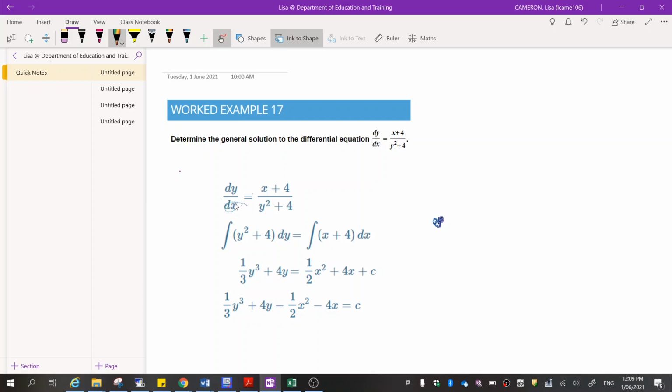So I'm going to take this one up and move him across there, and I'm going to take this one up and move him across there. Okay, and that will give me these equations down here.